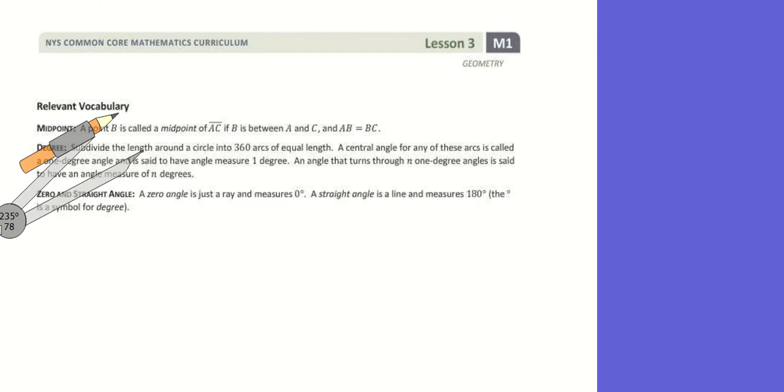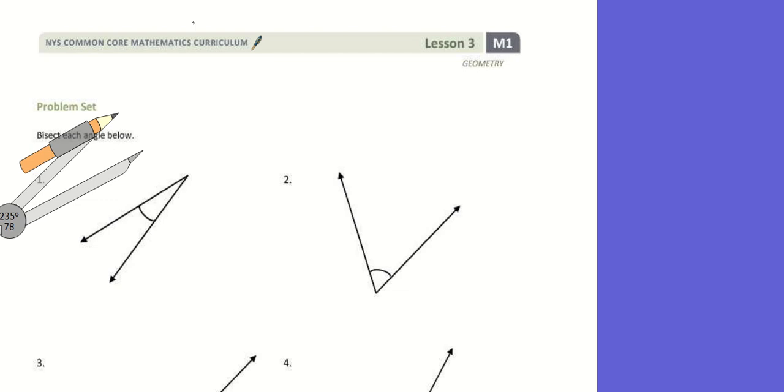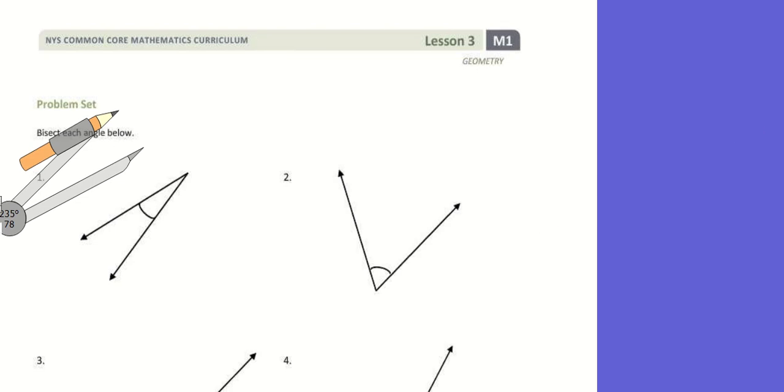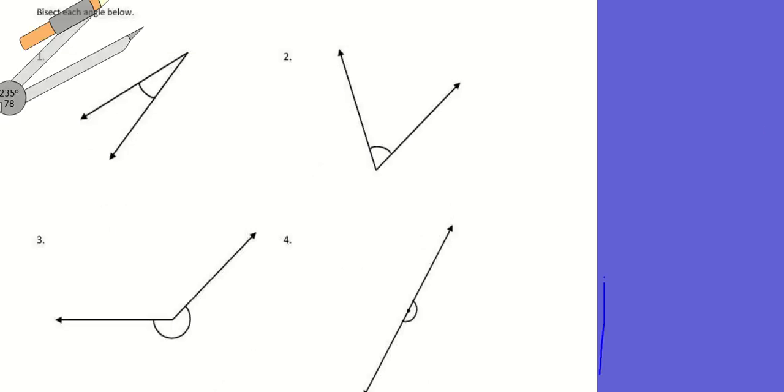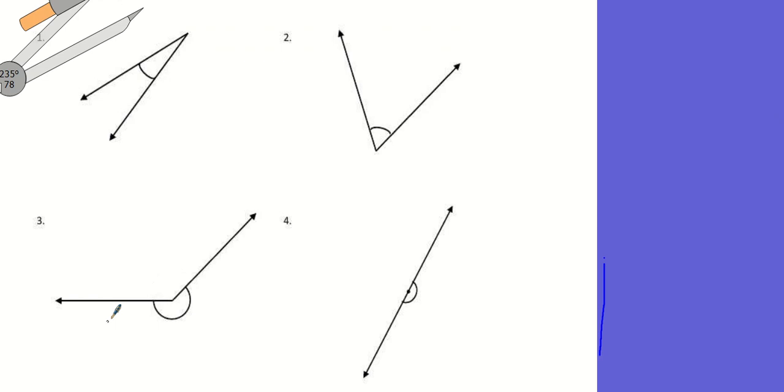So what I'd like you to do, okay, is for homework tonight, here's what you're going to try to do. You guys are going to bisect these 4 angles. So 1, 2, 3, and 4. Keep in mind, angle 3, you're actually bisecting the big angle on this side, okay? So not the small part, the part on the outside. And you're going to bisect this line. So just follow your procedures.